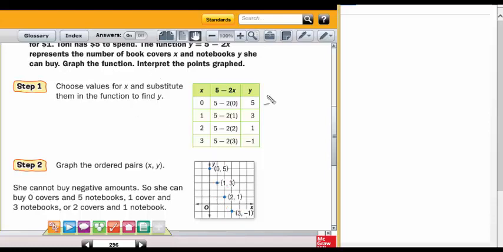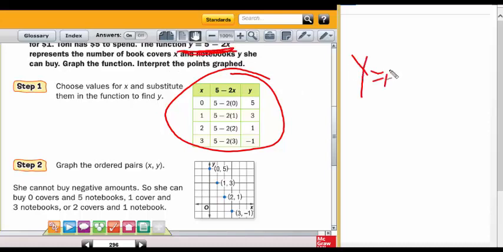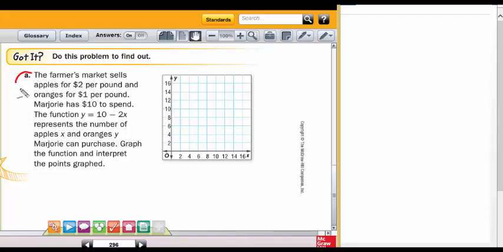Remember, although you can make a function table and graph a line that way, you can also use the y equals mx plus b form of the line just by shifting this a little bit in order to graph it that way. Please press pause and do letter A.